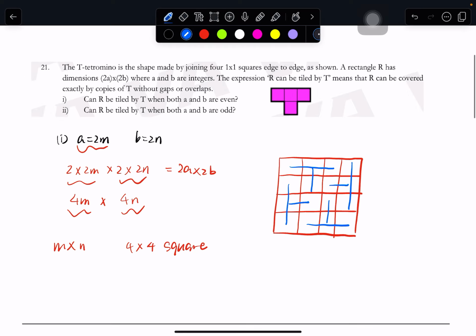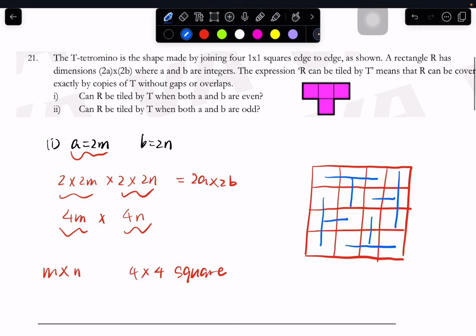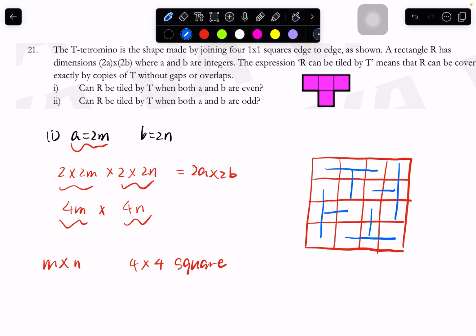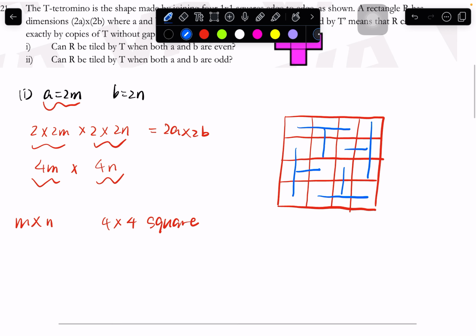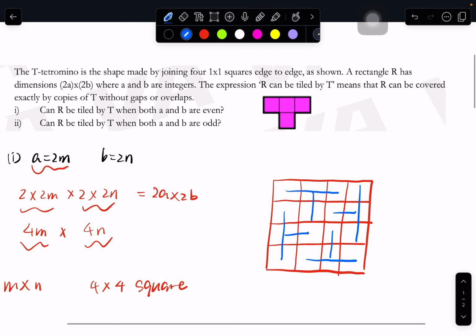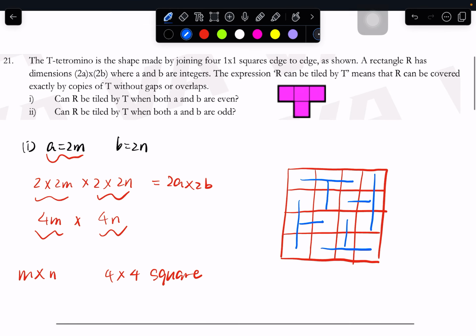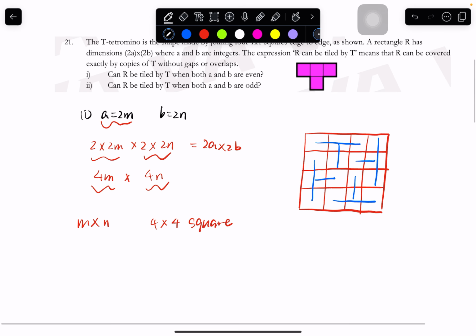So when a and b are both even, the rectangle can be divided into m times n squares of size 4 times 4, and each 4 times 4 square can be filled up by 4 tetraminoes like this. So we have the proof of the first question. Now let's go to the second question.